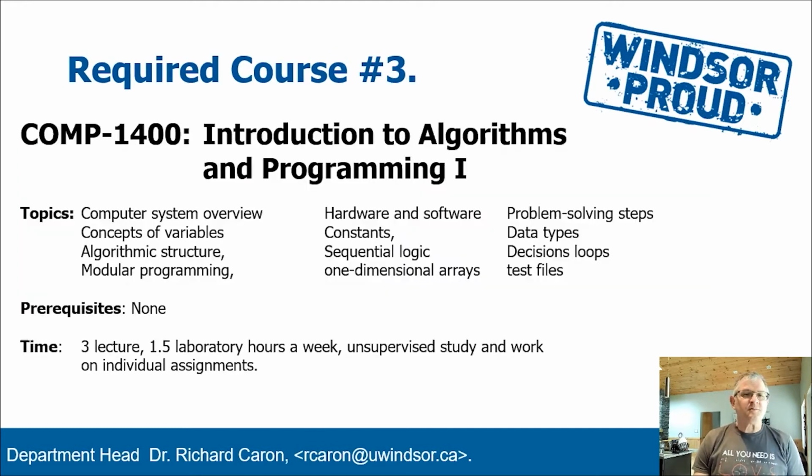You will also have to take Computer Science 1400, an introduction to algorithms and programming. Computer science is an important course for all scientific disciplines, really. It gives you a skill that helps you get into the job market at the end, but also allows you to get involved in advanced studies about mathematics and maybe even gets you employment working with a professor on a research project. There are no prerequisites for this course. There are 3 hours of lectures each week and 1.5 laboratory hours each week, and like all courses, unsupervised study and work at home on individual assignments.